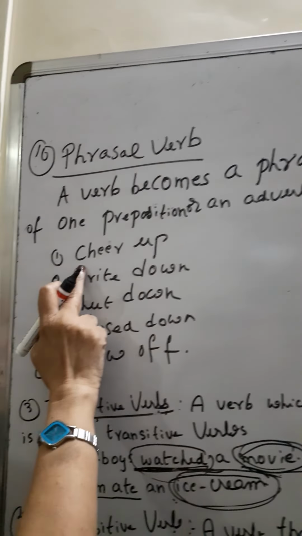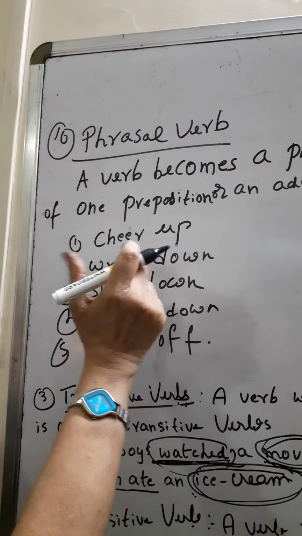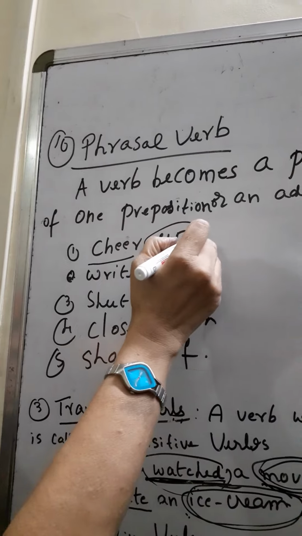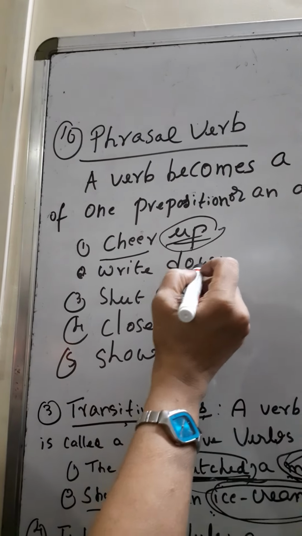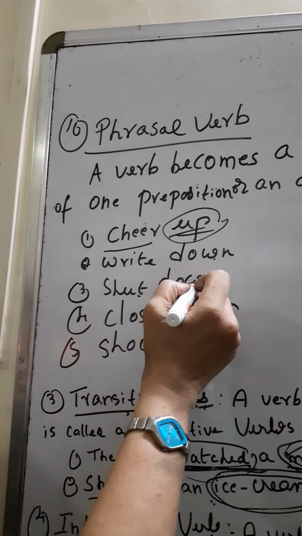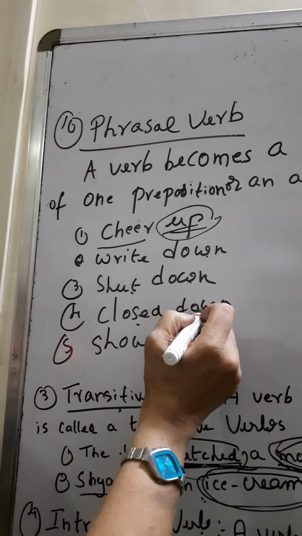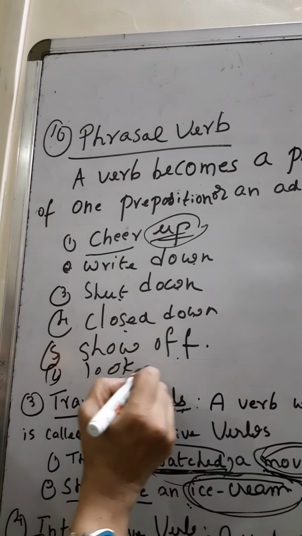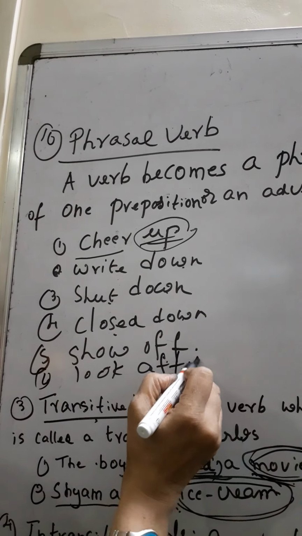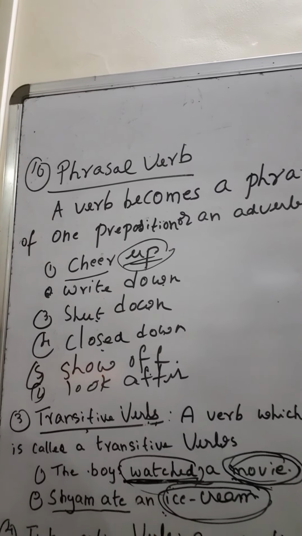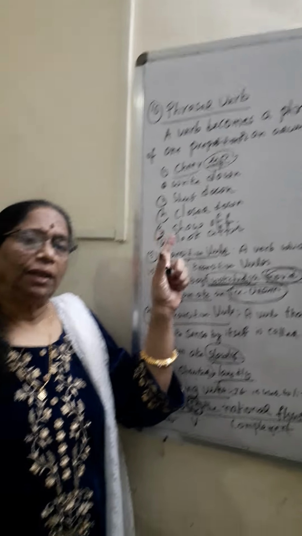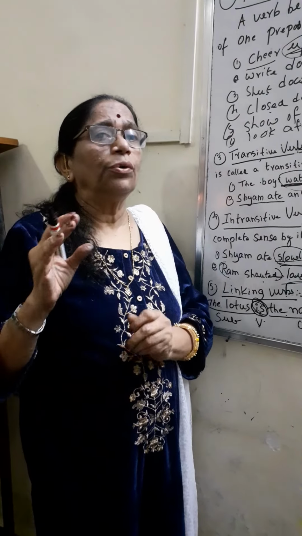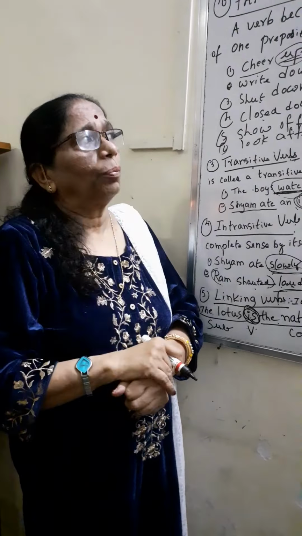For example, cheer up. Now see, this is the verb. Cheer up. This is the adverb. In the same way, write down, shut down, closed down, show off. Another one, look after. All these are known as phrasal verbs. Now see, I have explained it in a very, very simple way. So in future you don't have any confusion about this topic.